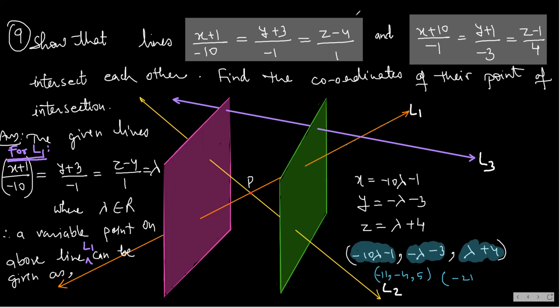I could go for fractions. I can go for decimal numbers. I can go for infinite lambda values. And for every lambda value, there is a point on L1.